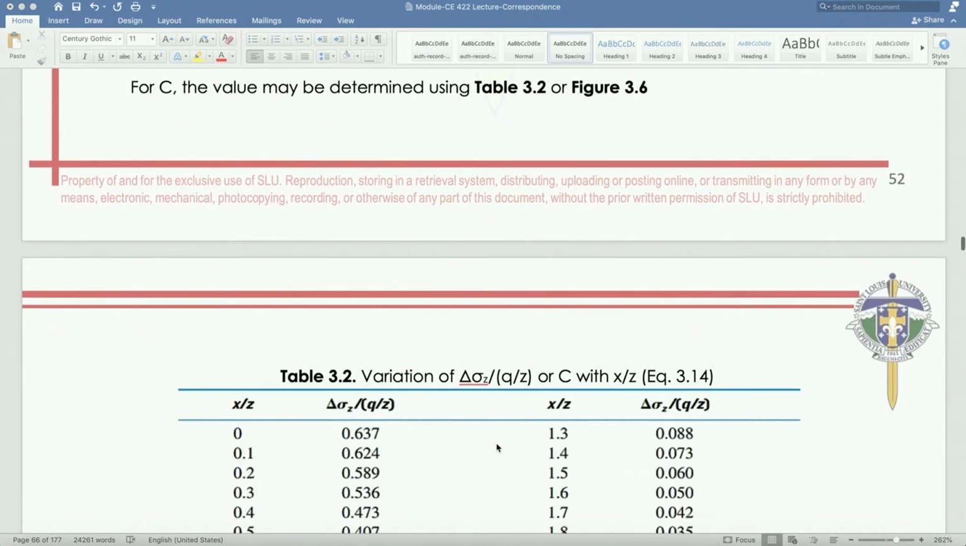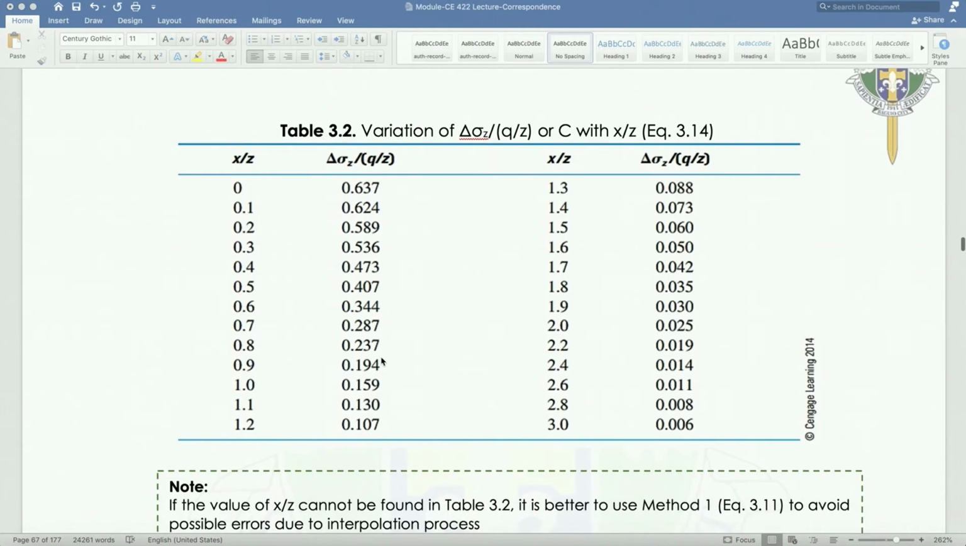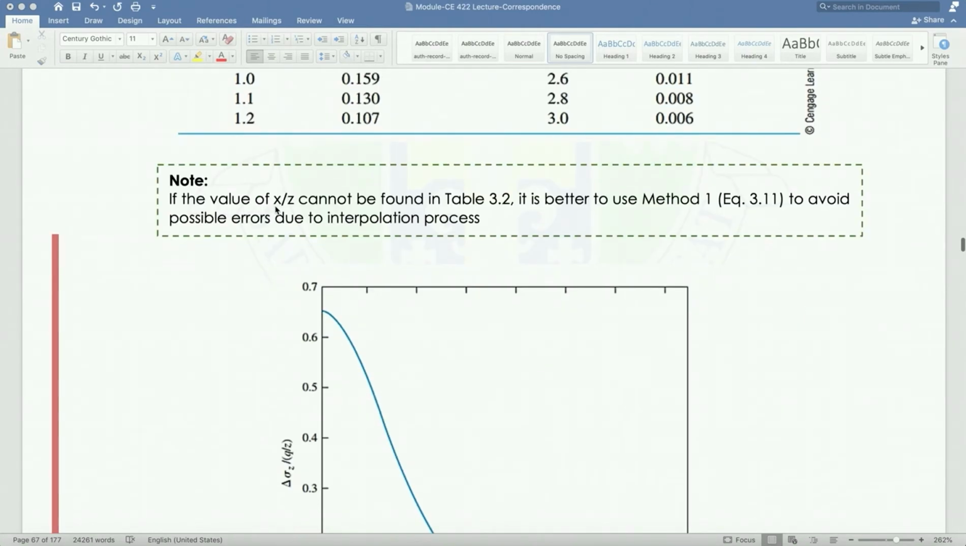So this will be our table. So x over z, we get the ratio between x and z. Then from there, we can now get our delta sigma z over q over z, or the value of c. Okay, so if the value of x over z cannot be found in table 2.3, it is better to use the equation so as to avoid possible errors due to interpolation processes. Like what we have shown a while ago, there is a difference between the table and the equation if the values cannot be found on the table.